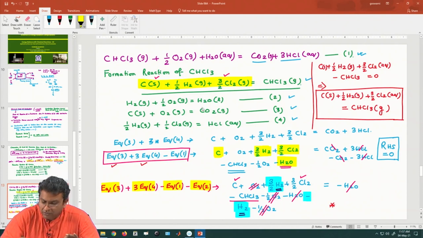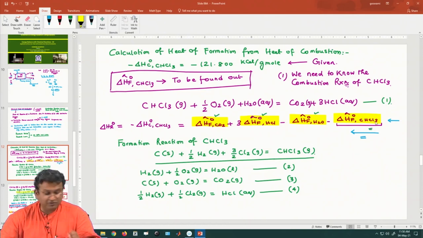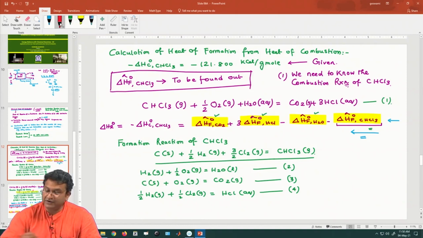So, all you need to do is you simply add up heat of formation of water plus heat of formation of carbon dioxide plus thrice the heat of formation of hydrochloric acid minus the heat of combustion of chloroform minus heat of formation of water, and you see that is exactly the expression you have over here. So, you can simply plug in these numbers and you can just do it yourself.